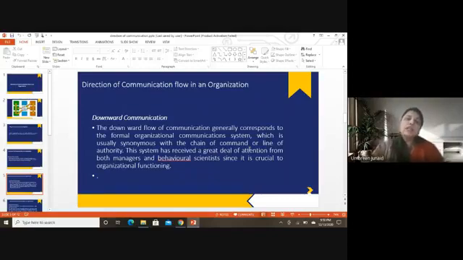This system has received a great deal of attention from both managers and behavioral scientists, since it is crucial to organizational functioning. Definitely, because obviously we all know that whatever directions are given by the managers, they play a vital role in the organizational functioning and the overall behavior of that organization. So this type of communication is crucial for the proper running of that organization. And obviously the downward communication most of the time follows the chain of command or line of authority.